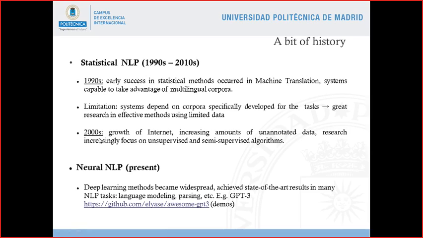In the 21st century, with the growth of the internet, we have a huge amount of unannotated data. So the research here increasingly focuses on unsupervised and semi-supervised algorithms. Unsupervised algorithms are those that detect patterns in unannotated data. They do not use labels. They use only the raw data, and they are capable of detecting these patterns. And semi-supervised algorithms have a little amount of labeled data and a huge amount of unannotated data for the training.